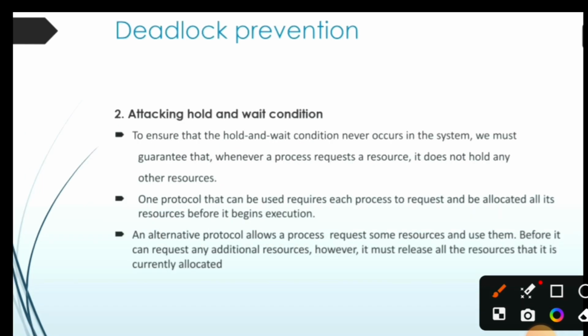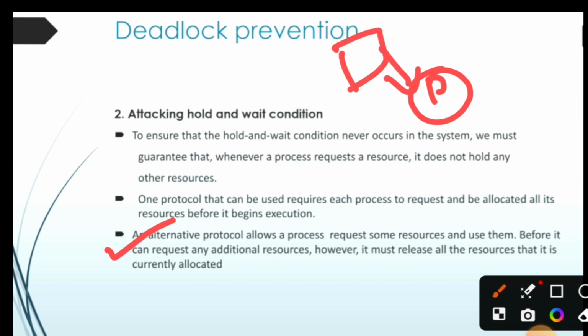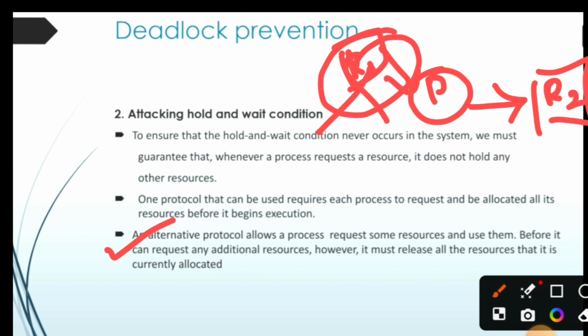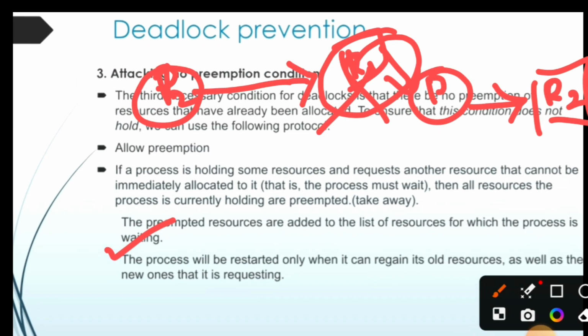Consider the second protocol. When it requests a new resource, it has to release all the resources it already holds. Let's say that the process needs the resource back again. So it is going to request them again. But it is being held by some other process. So there we see starvation.